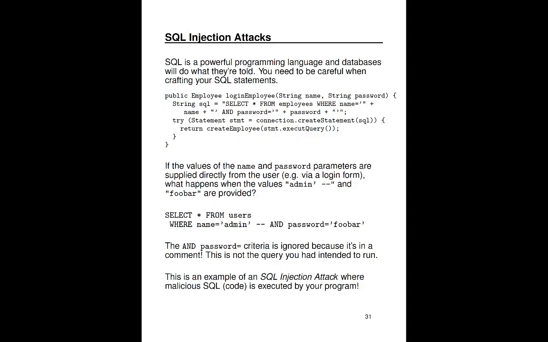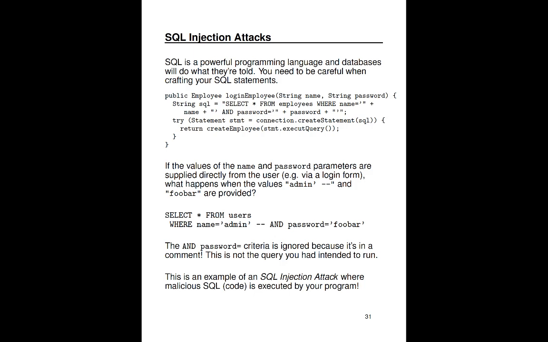But consider what values might be passed in the real world for that name and password parameter. They might come directly from the user, right? The user types in their username, and that same value might just be passed through your program to ultimately where it gets here. Well, what happens if someone is mischievous or malicious and puts in values like admin, quote, space, dash dash for the username, and then foobar, whatever value, for the password?